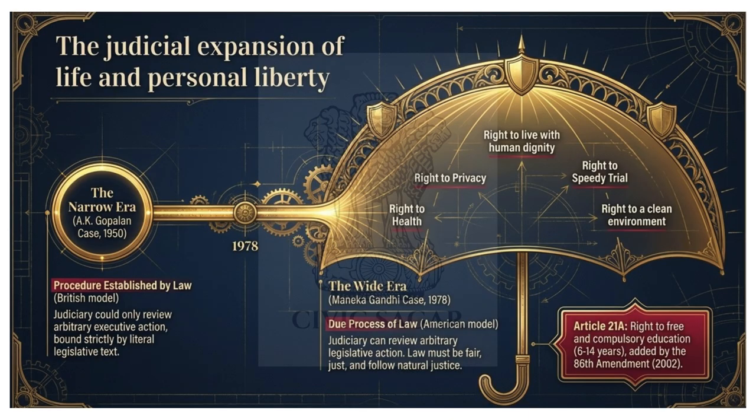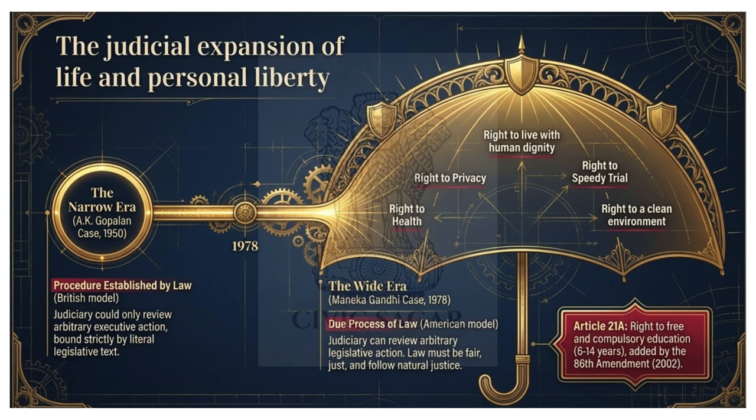Now, let's look at how the judiciary transformed Article 21, the right to life and personal liberty. This evolution happened in two distinct eras. First was the narrow era during the Gopalan case of 1950. The Supreme Court followed the British model of procedure established by law. This meant the court could only protect you from arbitrary action by the executive branch. If the legislature passed a law to take away liberty, the court was strictly bound by the text and could not stop it.